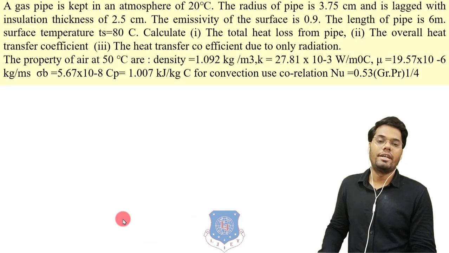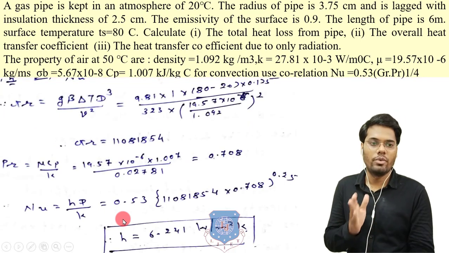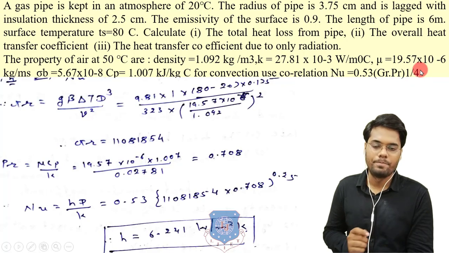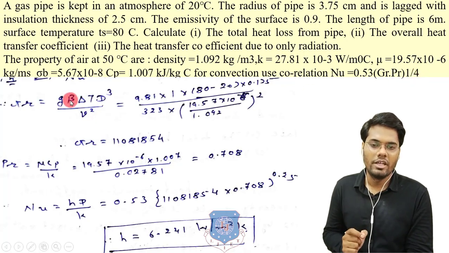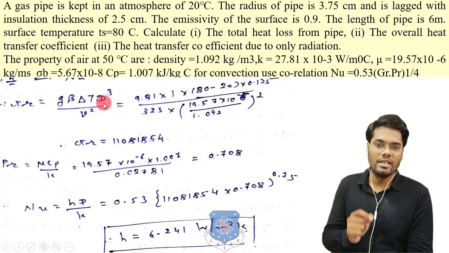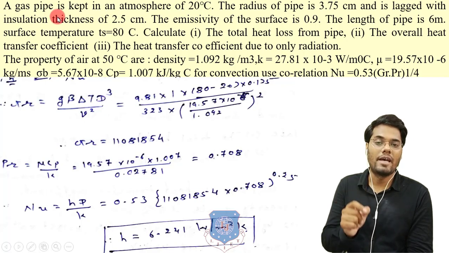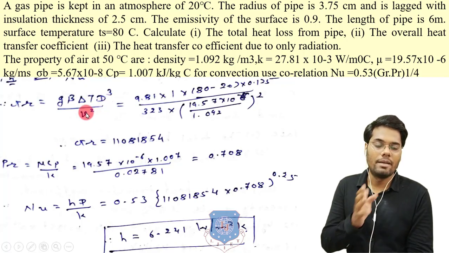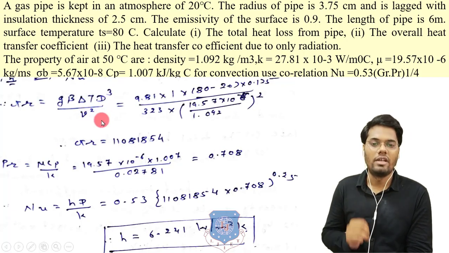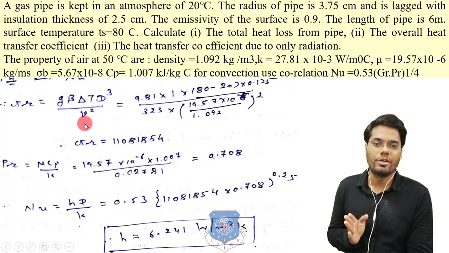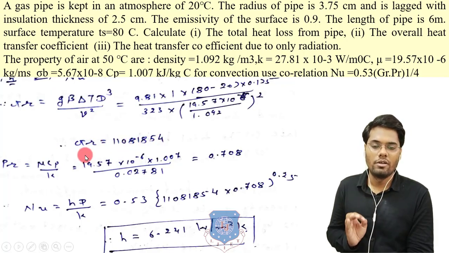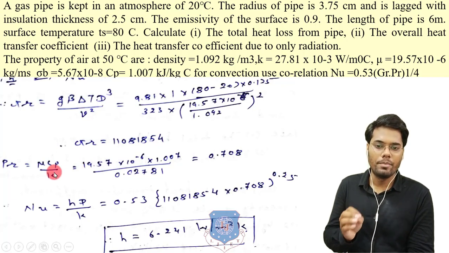Now we want to calculate the heat transfer rate by convection. For that we require the value of Grashof number as well as Prandtl number. For Grashof number, the equation is beta g delta T. Here our characteristic dimension, since this is a pipe, is its diameter, and this is the kinematic viscosity. We know all the values, so putting all values in this equation, we have Grashof number as 11081.854.